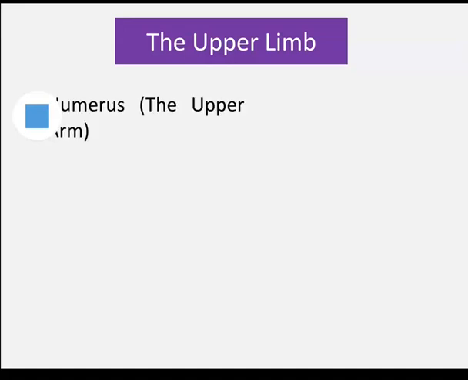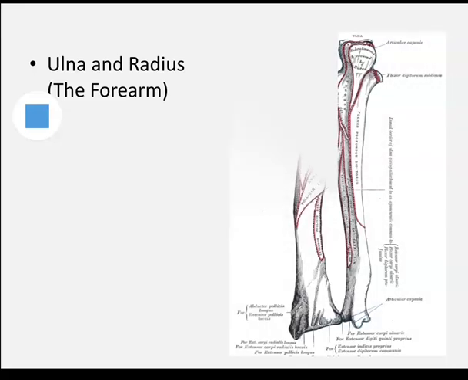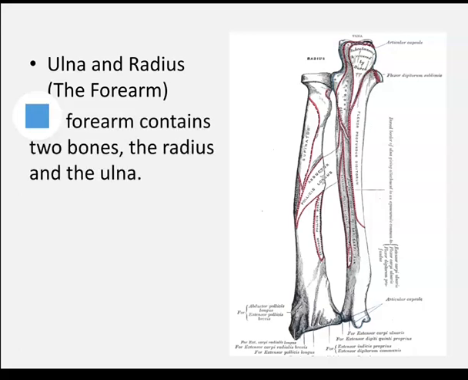Then the upper limb bones, in which the humerus, which is situated at the upper arm. The bone that forms the upper arm is the humerus, and it is a long bone. Then ulna and radius, these are the bones of the forearm. The forearm contains two bones, the radius and the ulna.